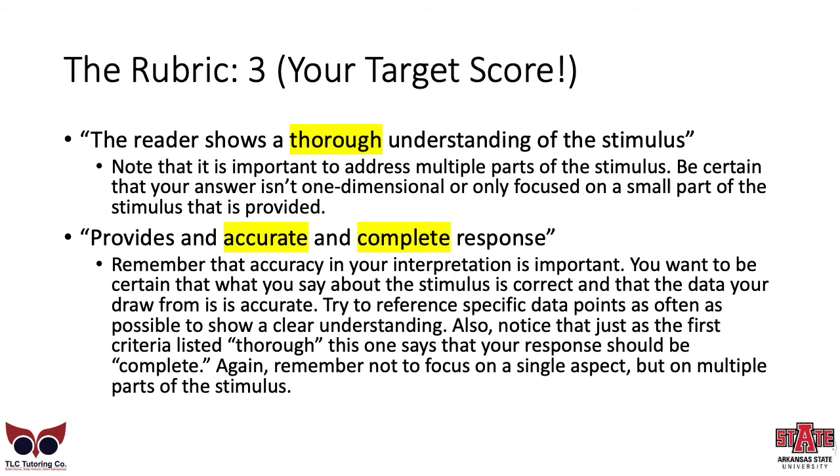Remember that accuracy in your interpretation is important. You want to be certain that what you say about the stimulus is correct and that the data you draw from is accurate. Try to reference specific data points as often as possible to show a clear understanding. Also, notice that just as the first criteria listed thorough, this one says that your response should be complete. Again, remember not to focus on a single aspect, but on multiple parts of the stimulus.